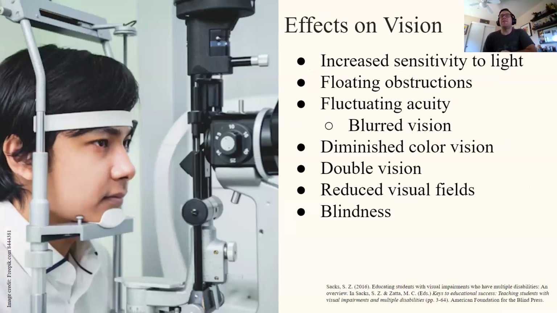So, like Frida said, this is a progressive disease. And what's going to happen is at the beginning, there's very little symptoms, if any, and then you start getting increased sensitivity to light, floating obstructions, blurred vision. As you move through the stages, those are going to get more acute, and you'll start losing color. You can lose color vision, have double vision, reduced visual fields, and then ultimately it can lead to total blindness.